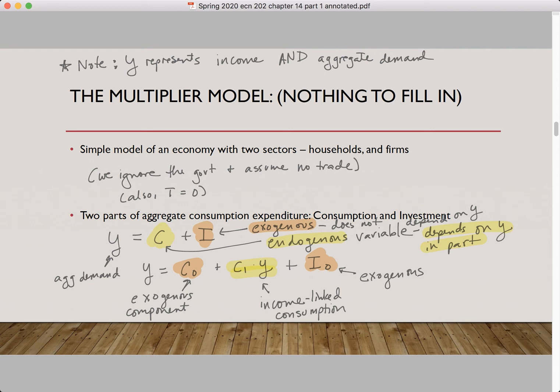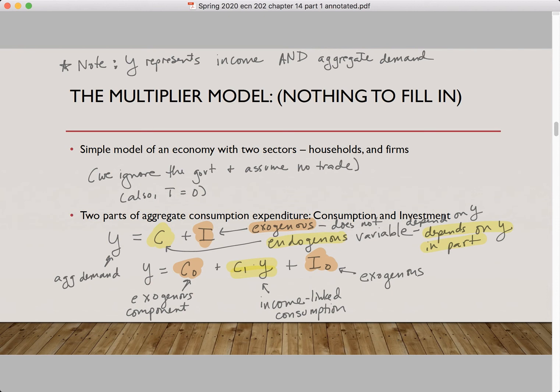Let's start by assuming a simple economy that only has two sectors, households and firms. Right now, we are assuming that there's no trade, and we're ignoring government spending. And we are assuming that taxes are equal to 0. In this very simple economy where we only have households and firms, aggregate demand, Y, is going to be equal to consumption plus investment expenditure.